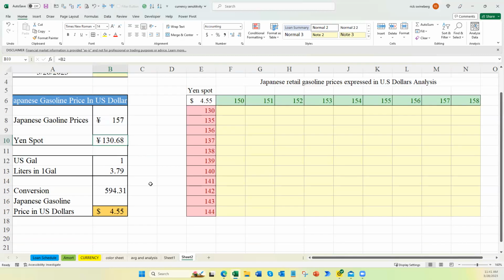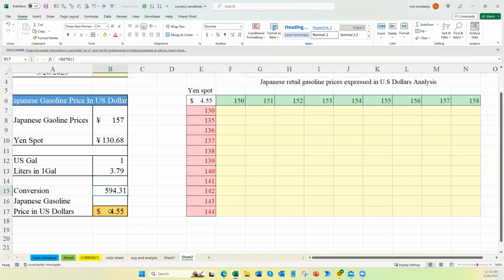So we gotta do some kind of conversion here. So 1 US gallon is how many liters? We do this conversion here from Excel. We're converting that gallon to liters. There are 3.79 liters in 1 gallon. So now we take that and we multiply it against the retail price of the gasoline. That gives us a number of 594.31.